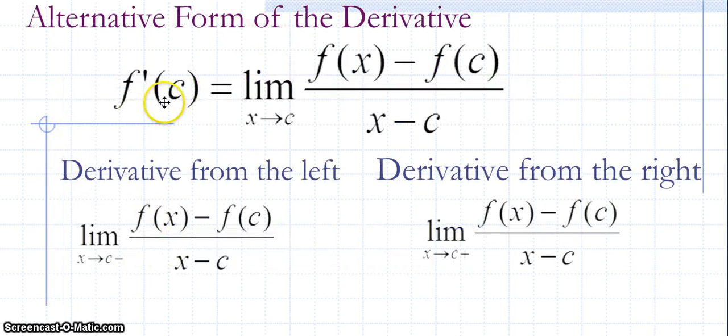So the alternative form of the derivative, f prime of c, is the limit as x goes to c of f of x minus f of c over x minus c. Again, notice that is just a different way to write slope: y2 minus y1 over x2 minus x1.